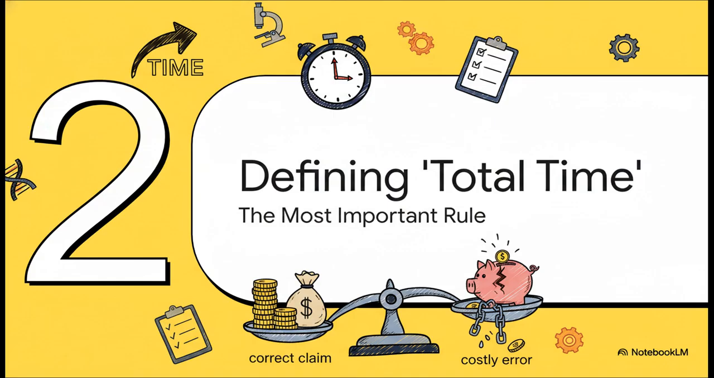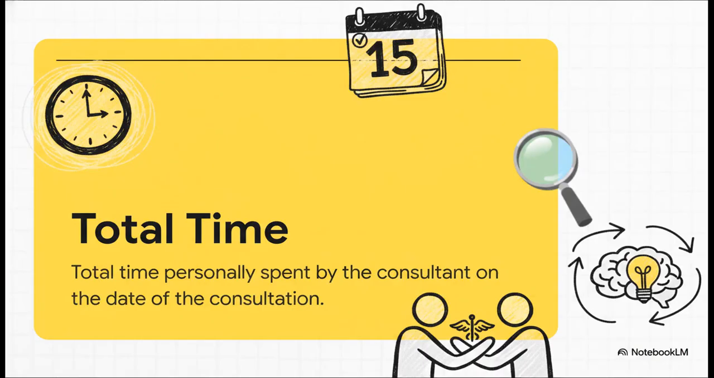So now that we know which codes we're using, we've come to what is, without a doubt, the most critical piece of this whole puzzle. Seriously, if you get this next part, you're golden. Understanding what CPT officially means by total time is the difference between a clean claim and a major headache. Let's really break this definition down, because every single word here matters. First, it's the time spent by the consultant and nobody else. Second, it all has to happen on the same calendar date. And third, it only includes activities that personally require that consultant's unique expertise.